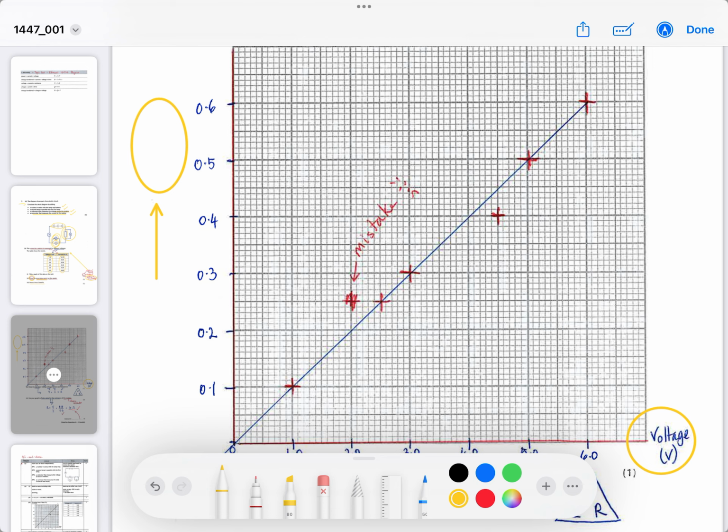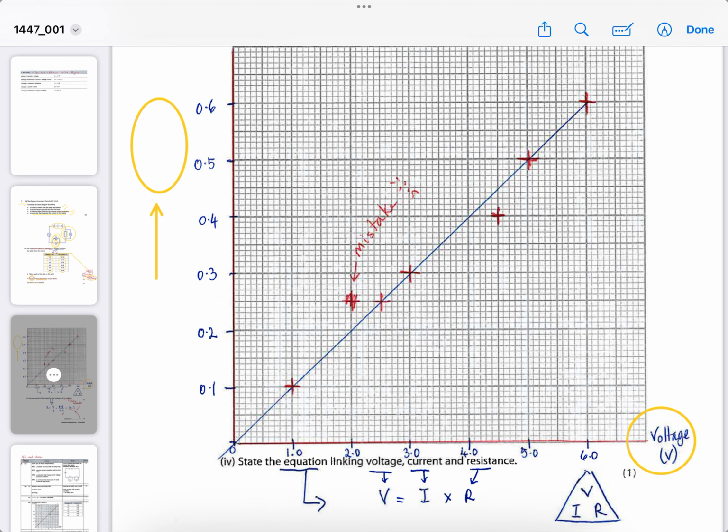Once you've done that, you can see my scale. Each square is going up for the current in 0.1s, and my voltage is going up in 1s. So that's a nice number, makes it easy to plot. That means the big squares are worth 1, and there's 10 in between 1 and 2, so each of the little squares in between is 0.1. Okay, so that makes it easier for you to plot.